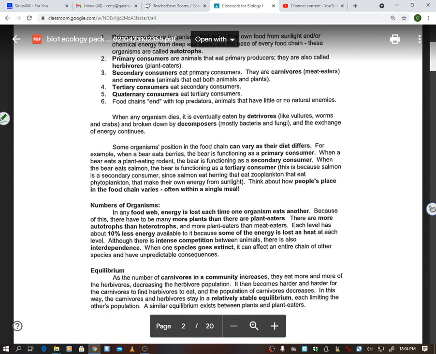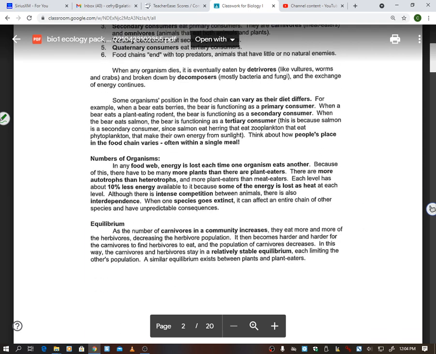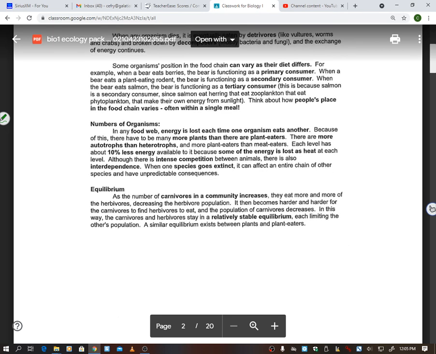Food chains end with a top predator that really nothing else will kill. When any organism dies, it is eventually eaten by detritivores like vultures, worms, crabs. They're breaking down, they're decomposing, and then the energy continues. It's like this big cycle. All right, and of course you can be at different levels on this food chain.